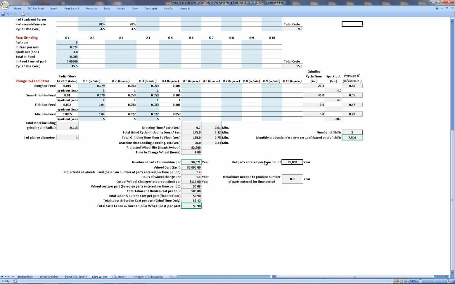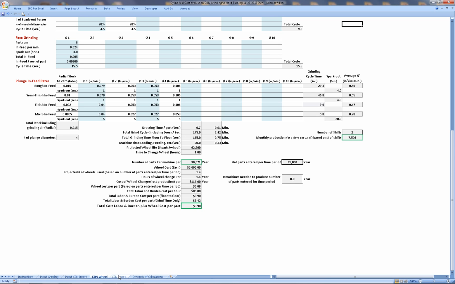The number of parts entered per part period is 85,000, and this particular, based on production, could do 90,071 per year, or 0.9 machines per year. Wheel cost at $5,000. The projected number of wheels used in that period is only 1.4. The hours were changed at 1.4. The cost of wheel changes, lost production, $115. We move on down and see that the total labor and burden plus wheel cost is $3.98 each.